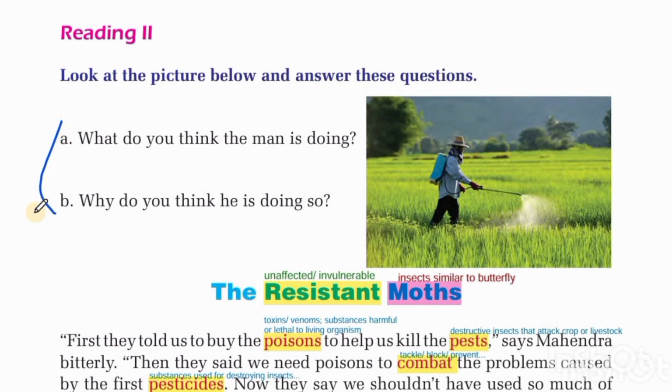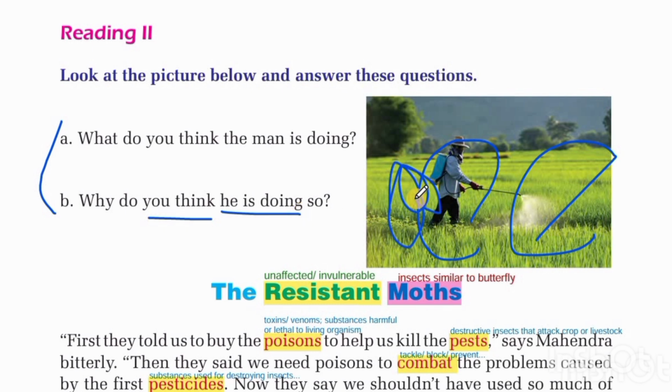Let's begin with warm-up questions. Question A. What do you think the man is doing? I think the man is spraying pesticides in his field. B. Why do you think he is doing so? I think he is doing so to protect his crops from pests or insects that might damage them.